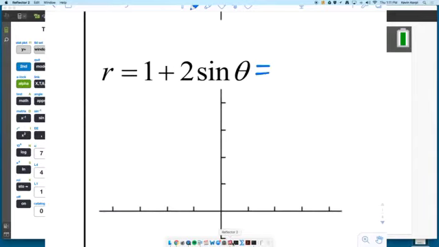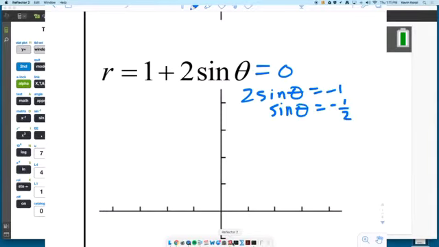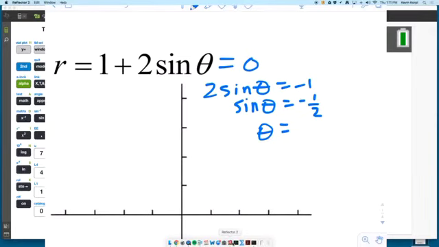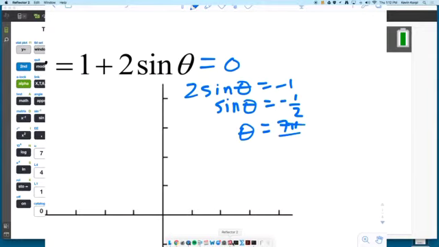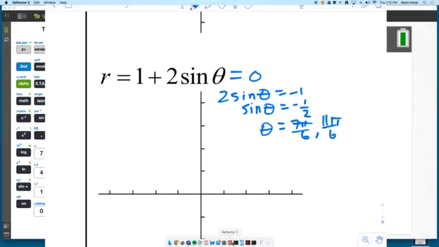Well, let's figure out where the polar zeros are. Set it equal to 0. You get 2 sine of theta equals -1. Sine of theta then equals -1/2. There are two angles now on the unit circle where sine is equal to -1/2. What are they? It's your pi 6 reference angle, but it has to be in which two quadrants? 3 and 4. So it should be 7 pi 6 and 11 pi 6. Yeah. So this is going to have two polar zeros, so it's going to be a limaçon. It's going to have an inner loop and an outer loop, and it hits the pole going in and out.